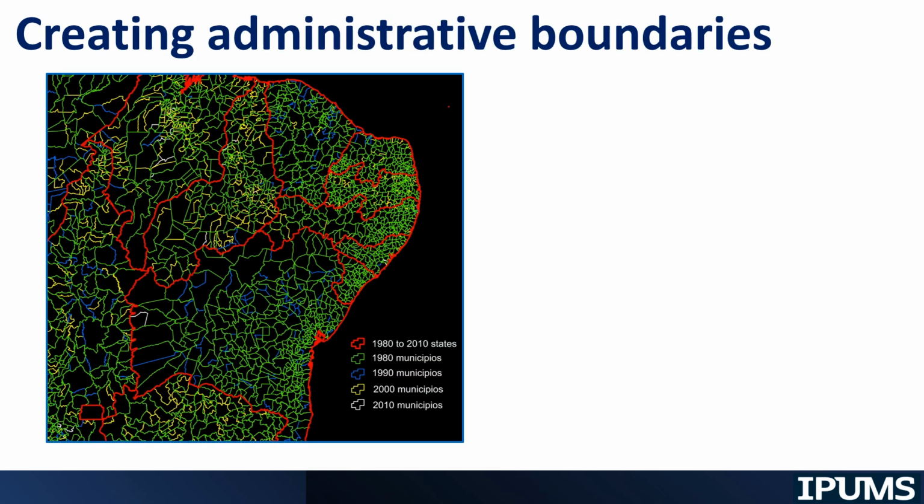So on the left side is a part of Brazil. What I'm trying to demonstrate are the administrative boundaries from 1980 to 2010. So the red lines are the states. They are the primary level of geography in Brazil. And then from 1980, 90, 2000, and 2010, you see municipios. They are the second admin level of geography in Brazil.